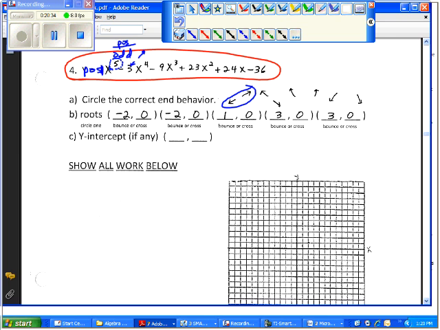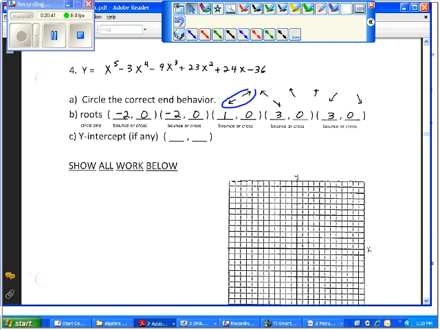The y-intercept is the value of y when x is 0. If we were to put zeros everywhere there's an x, all that would cancel out and we'd get a negative 36. Okay?